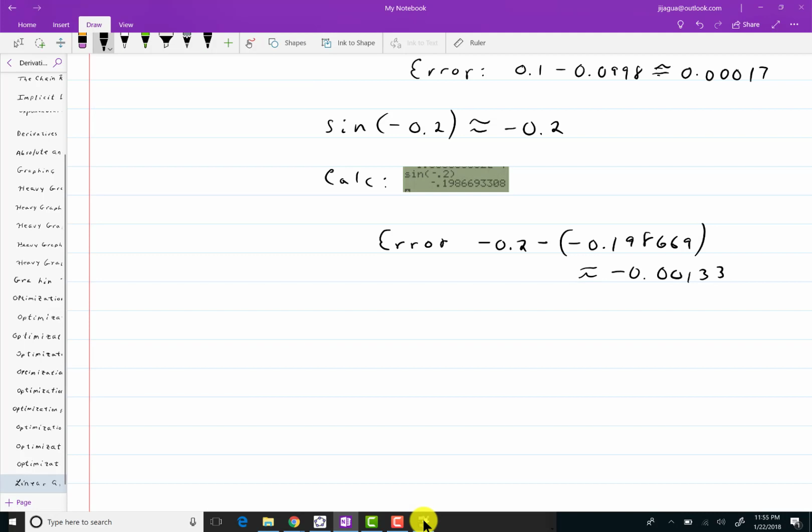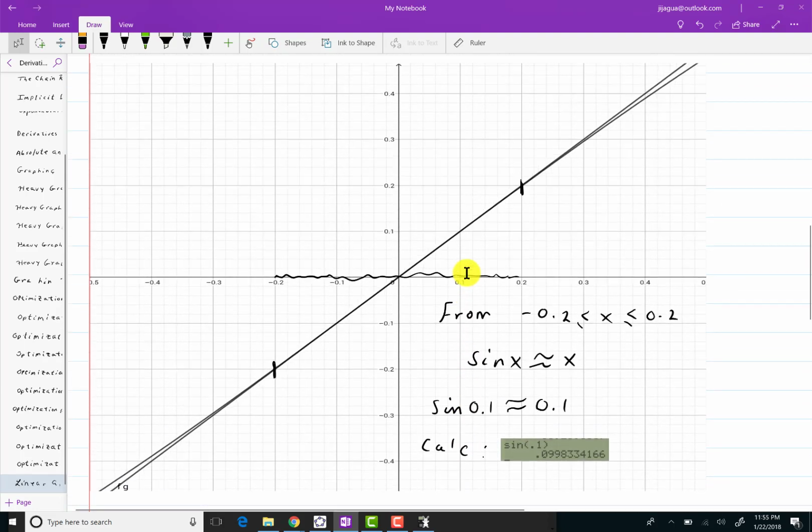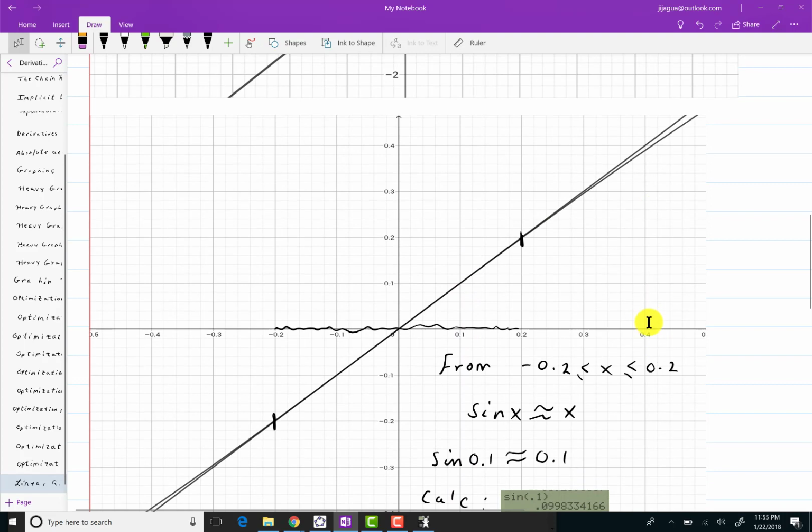So you can see even at negative 0.2, this is not too far off. We could use these numbers instead of actually having to try to calculate the sine and be fairly accurate. But now watch as we start to get away from there. Let's move away to where it's pretty obvious they're different. And let's take a look at 0.4.